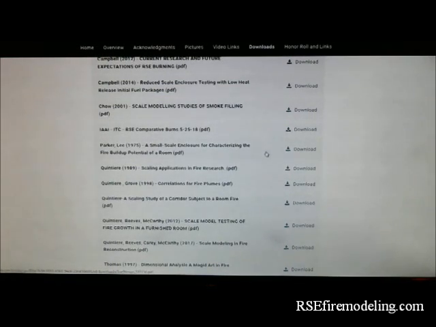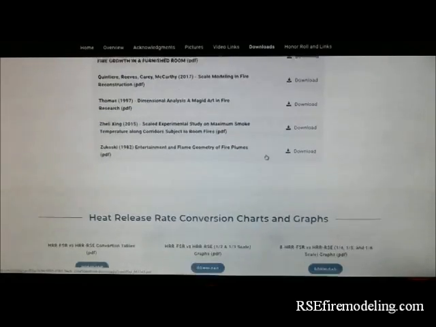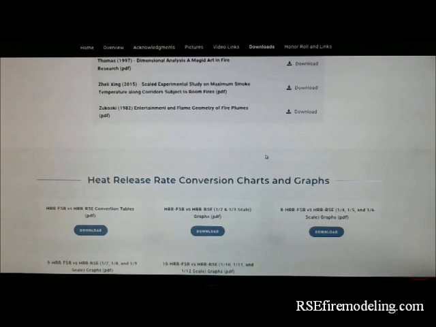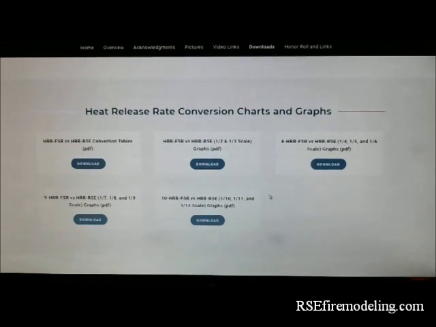A lot of good information in there, and I definitely encourage you to read those and help you improve your knowledge on reduced scale enclosure modeling. The next set of documents are a variety of conversion tables and graphs that help you in calculating the heat release rate for the reduced scale enclosure.